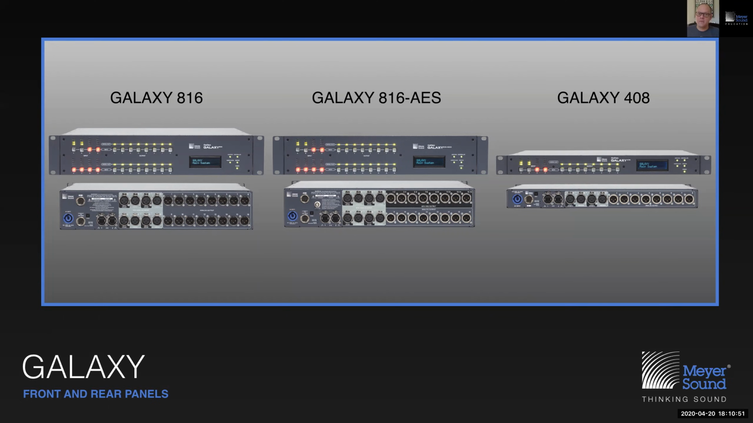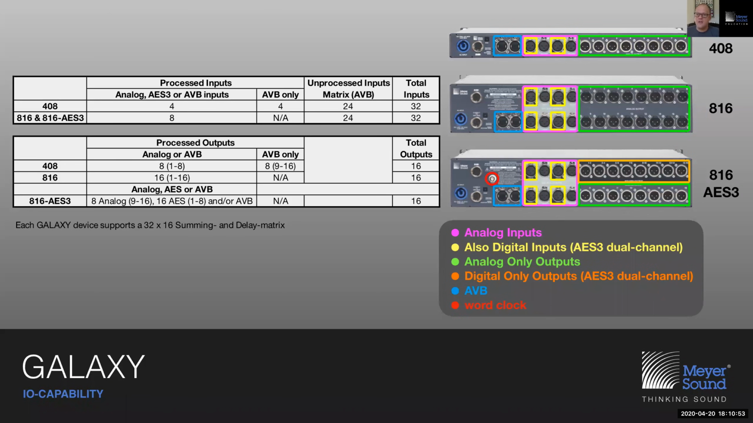So let's look at that a little bit more in depth. The first model in the Galaxy device platform is the 408, and it's called 408 because, as you can see, it has 4 input connectors and it has 8 output connectors. 4 analog input connectors within the pink bounding box, and 2 of those double as AES3 inputs.